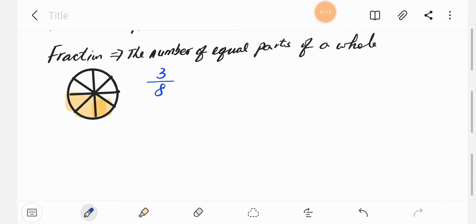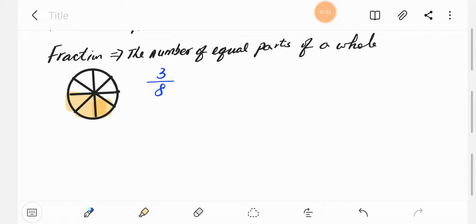So this is the fraction. In total, there are 8 pieces as a whole, the number of pieces in this whole pizza, and from there we select 3 pieces. Each piece is an equal part. So 3 out of 8. This is the fraction.